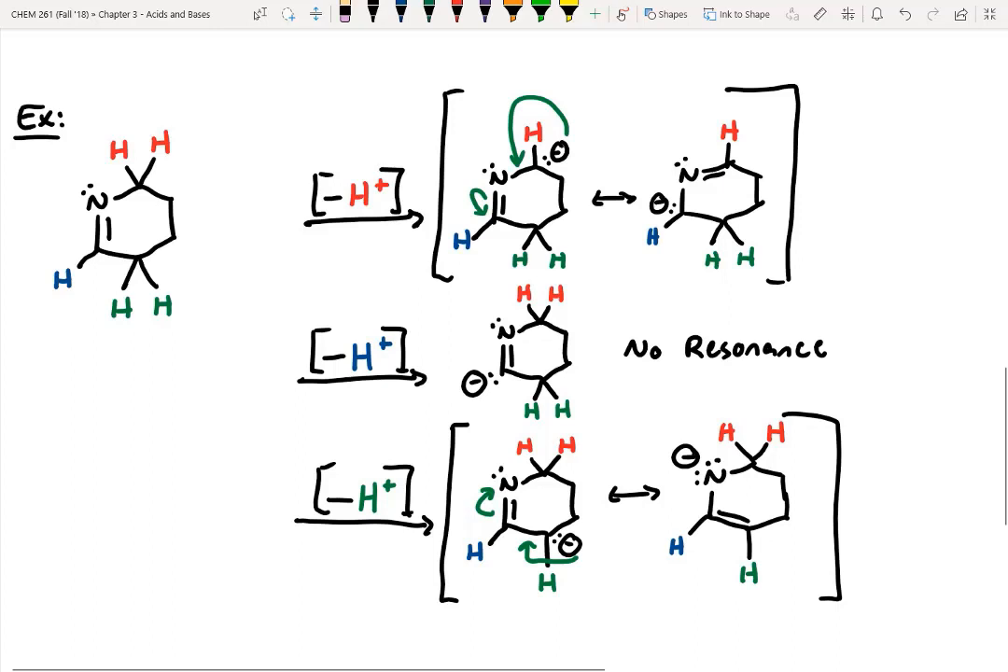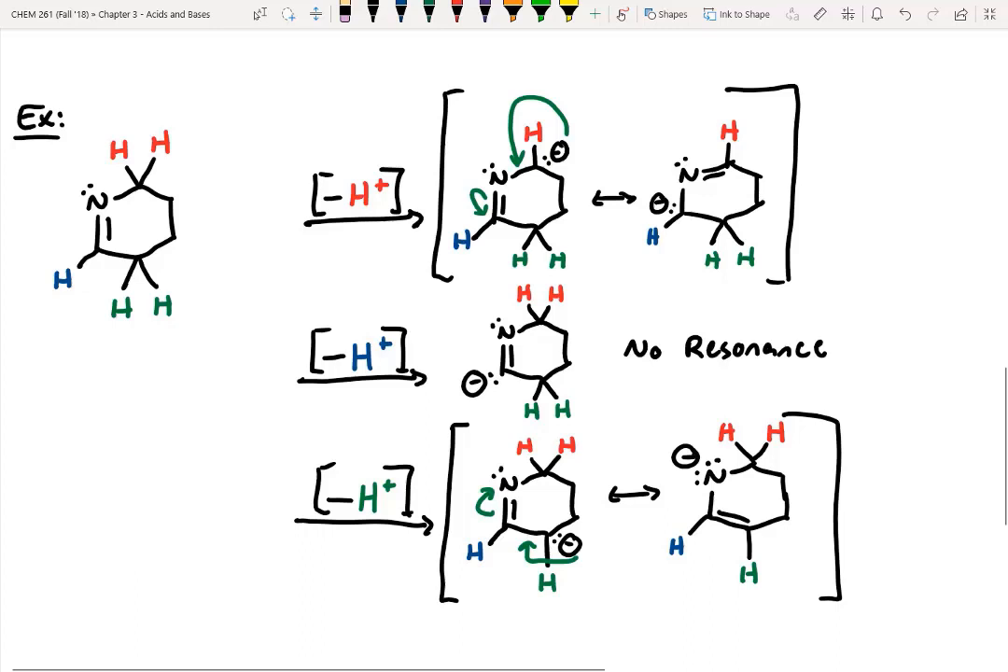All right, so now we're in this tie, right? We know the blue proton's definitely not going to be the most acidic proton. It doesn't have any resonance. But the top one, meaning removal of the red proton and removal of the green proton, both have resonance. So now what do we do? You suffer.